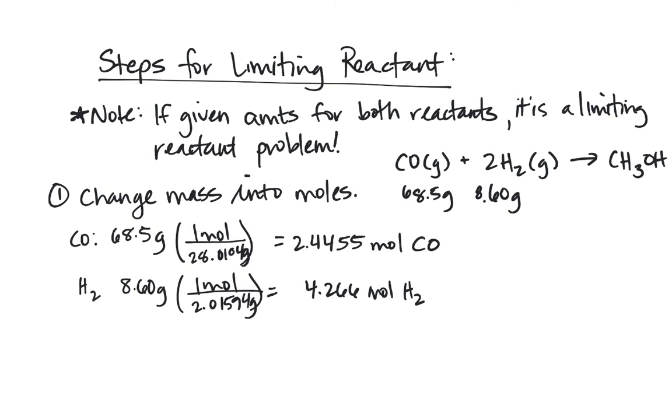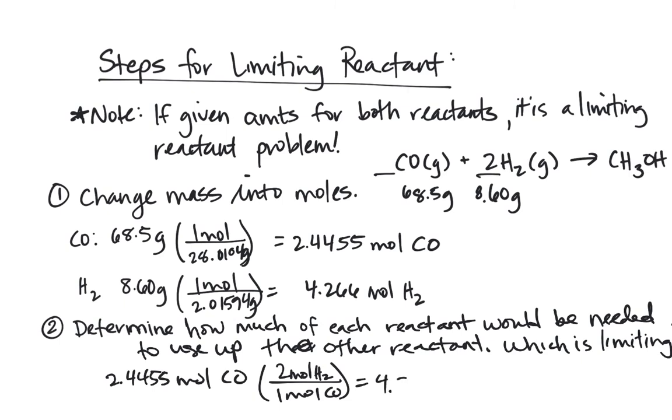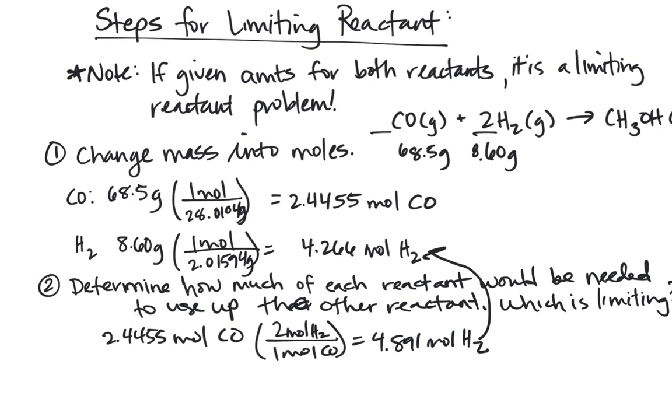Here we found the number of moles of carbon monoxide and hydrogen, and then the next thing you have to do is determine which is limiting by determining how much of each reactant would be needed to use up that reactant through the molar ratio. And so here, if we have 2.4455 moles of CO, we know through our molar ratio here, 1 to 2, that we're going to need 4.891 moles of H2. And we can see already that we're not going to have enough there. We don't have enough H2, so that must be limiting.